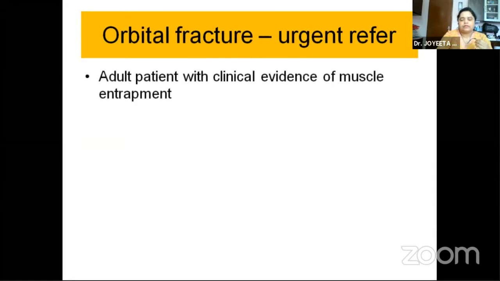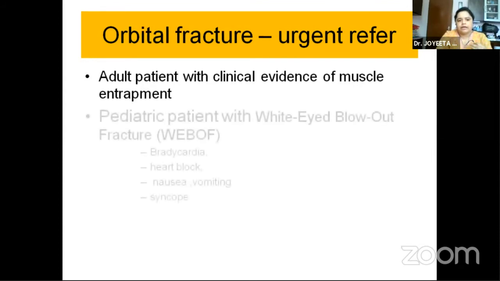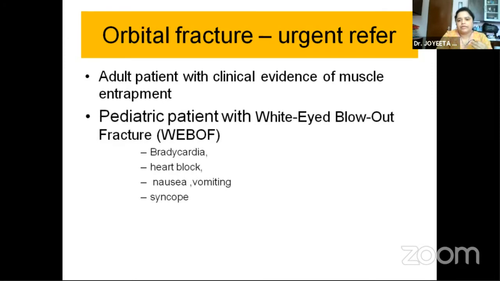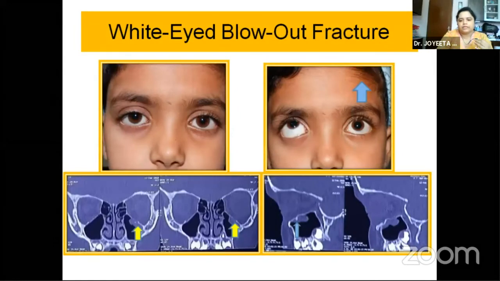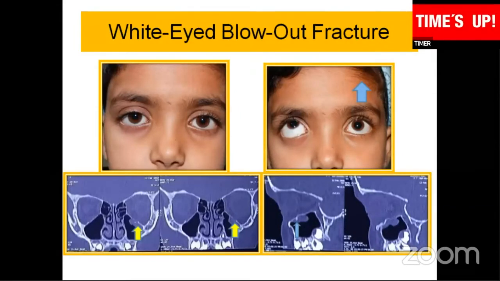Which cases of orbital fracture should be urgently referred to the orbit surgeon? These are adult patients with clinical evidence of muscle entrapment and pediatric patients with white-eye blowout fracture with symptoms of nausea, vomiting, bradycardia and syncope. And they should be repaired within 24 to 48 hours. This is one such case that has been done.